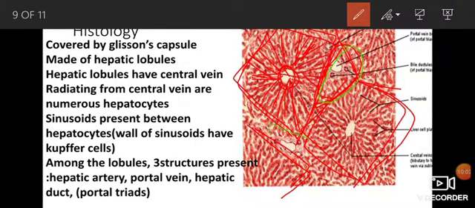If you examine the space, you can see 3 structures present there. One is a branch of the portal vein, another is a branch of the hepatic artery, and the third one is a branch of the hepatic duct. These 3 structures constitute the portal triad. These 3 structures are called the portal triad.